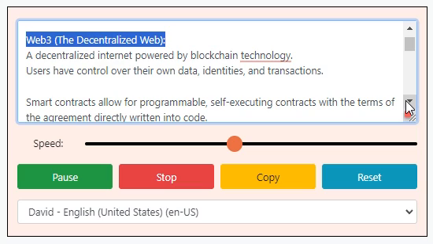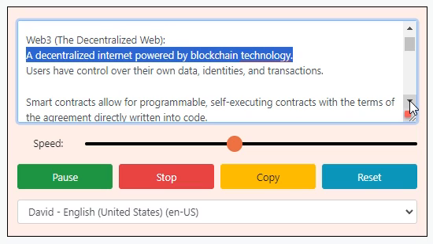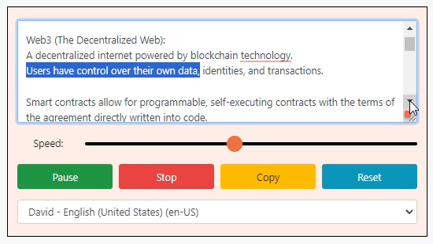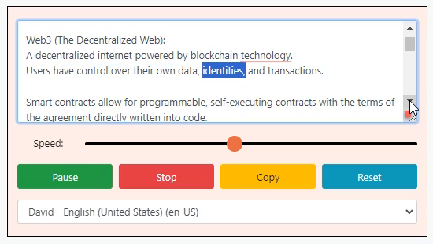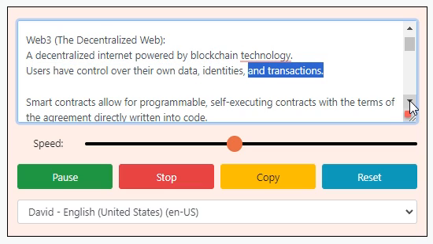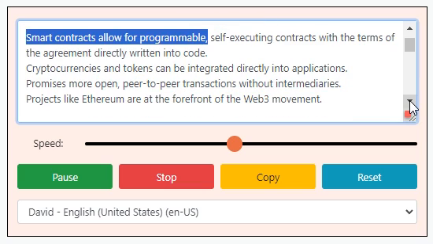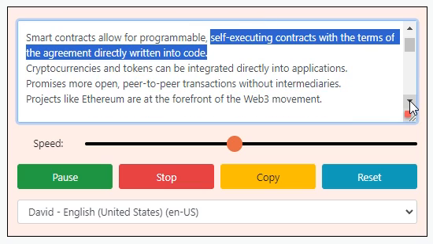Web 3, the decentralized web. A decentralized internet powered by blockchain technology. Users have control over their own data, identities, and transactions. Smart contracts allow for programmable, self-executing contracts with the terms of the agreement directly written into code.